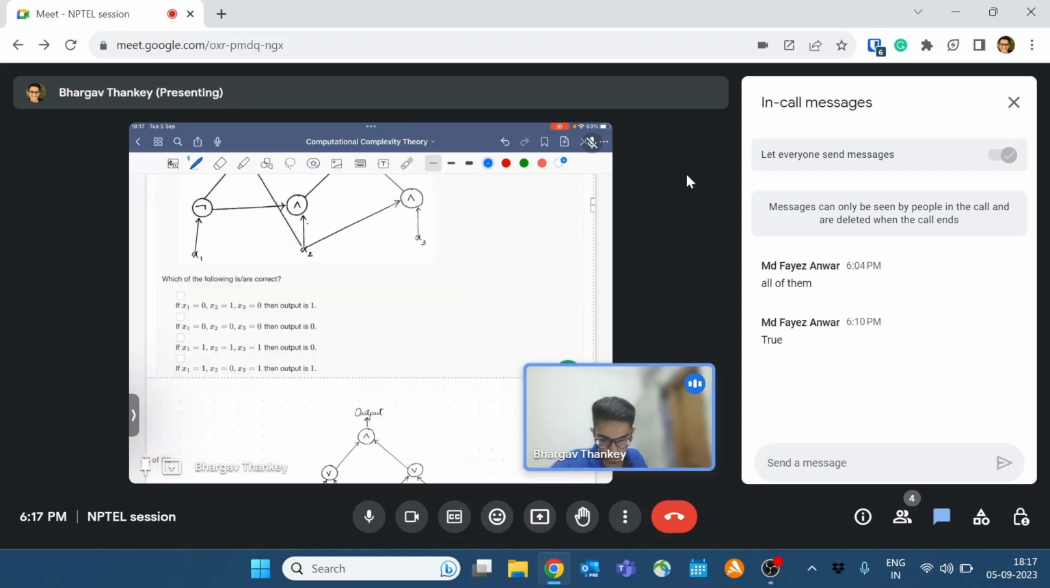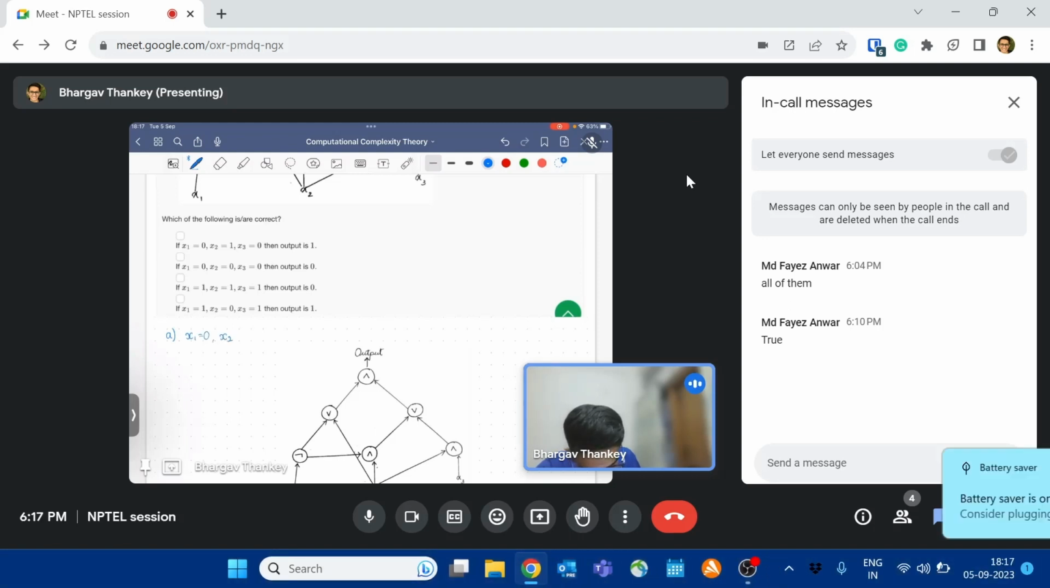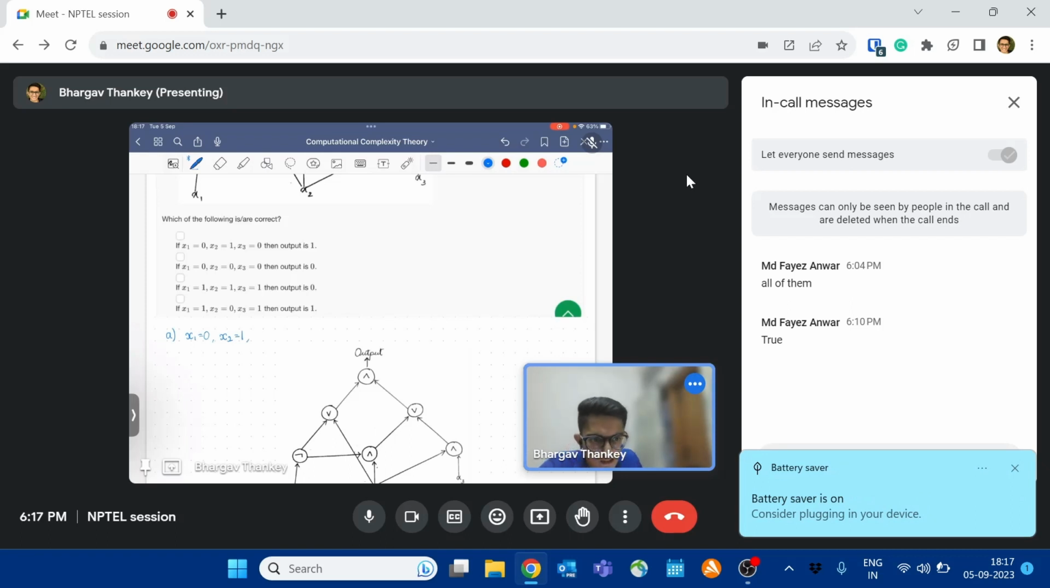So the first option is x1 is 0, x2 is 1, and x3 is 0.